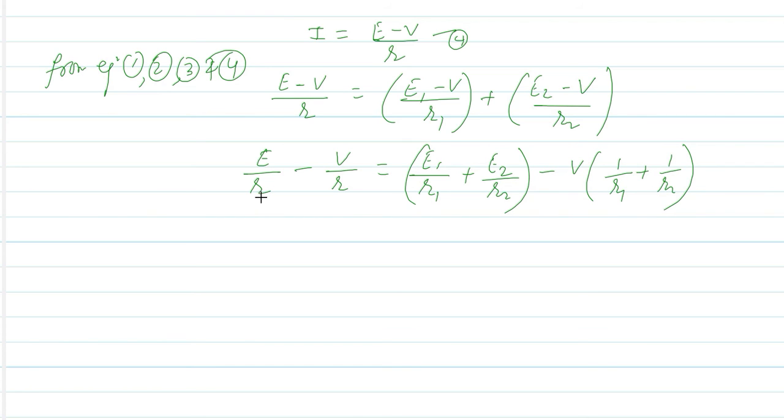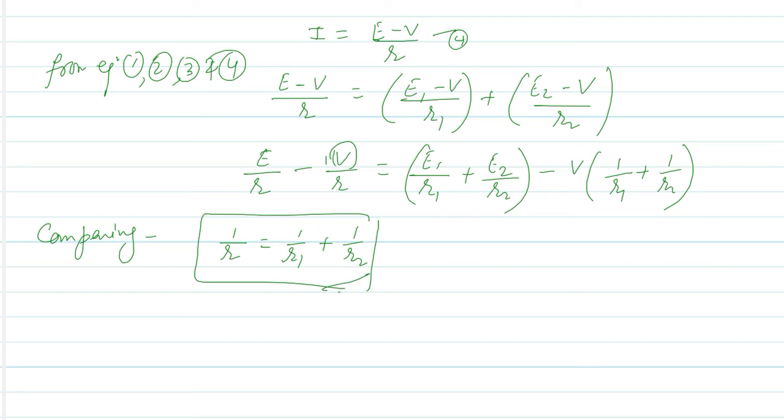Now let's compare both the terms. The coefficient of V at the left side is 1 by r. So if I compare both the sides, you can see that the coefficient of V is 1 by r on this side, and over here at this side, the coefficient of V is 1 by R1 plus 1 by R2. So that is what is expected in the parallel combination case for resistance, right? This is how we write equivalent resistance for parallel combination, right students?